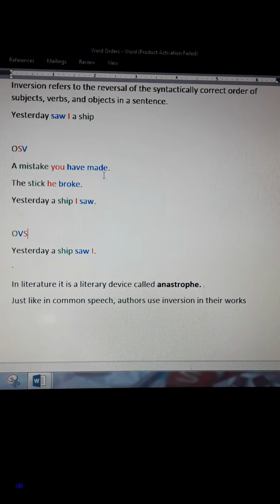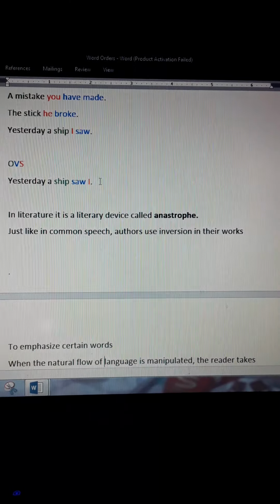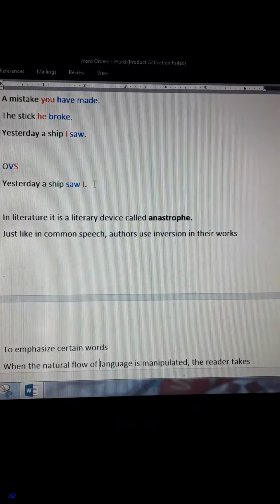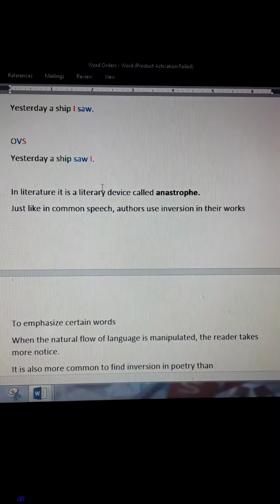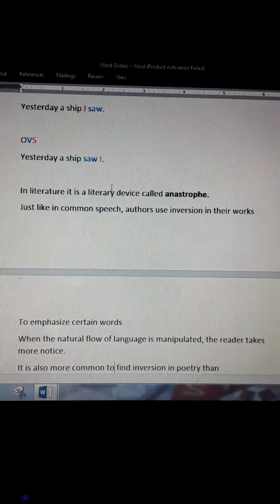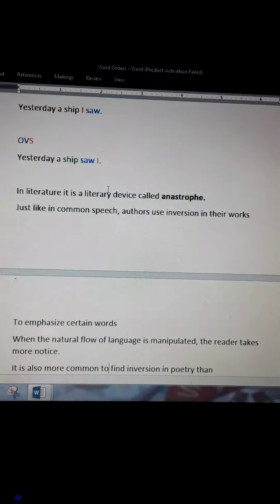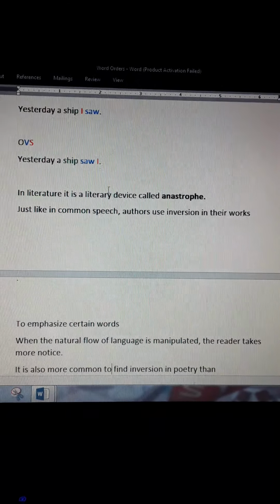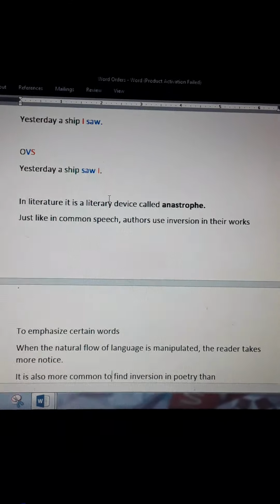Because I've encountered many sentences like this in this order every time I read stories or poetry. And we have another order, the object, the verb, and the subject. Yesterday a ship saw I. So we have the object, the verb, and the subject.